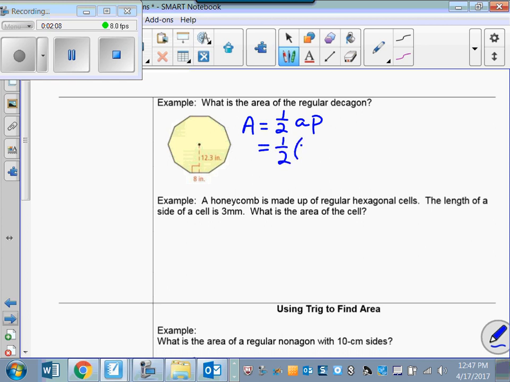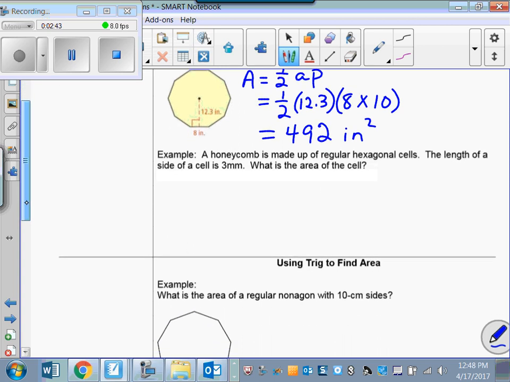The apothem is 12.3 inches. The perimeter, let's see, one side is 8 inches, and since it's regular, all the sides will be 8 inches. So 8, I got 10 sides for a decagon. So all I got to do now is punch that into my calculator, and I'll end up with 492 inches squared. You will have a calculator test in this unit, or at least it'll be partially calculator, because not only do we have some decimals and other things, we'll have to use some trig here in a minute.